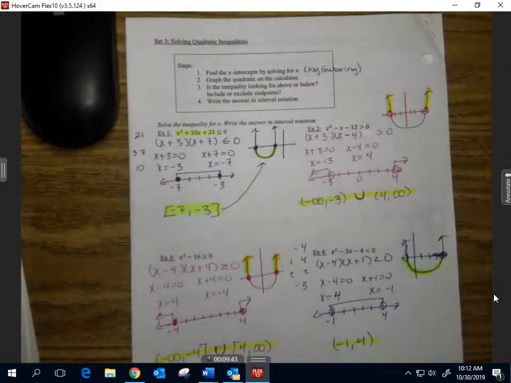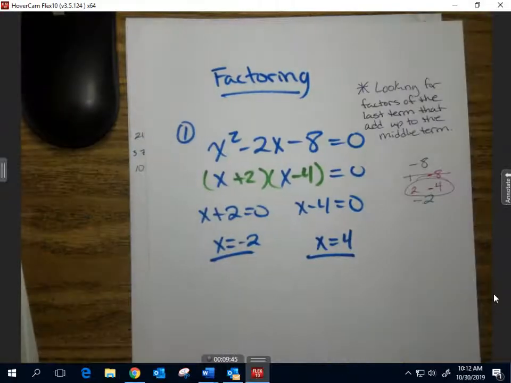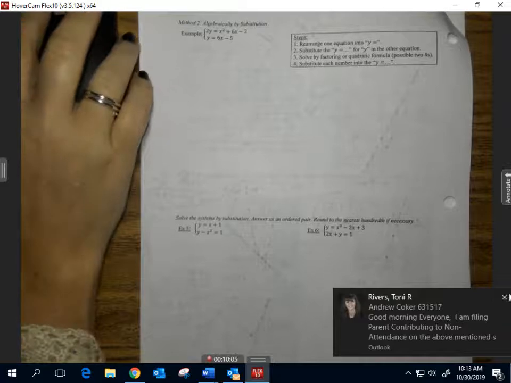If I can find them. Oh, right. Okay. So you're on the back of the first page of our notes. All right.